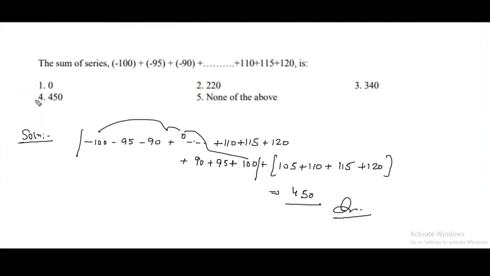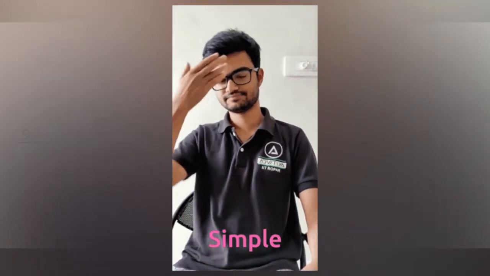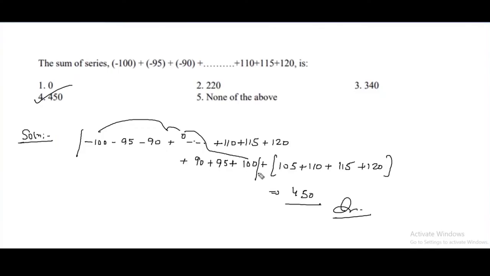That was a simple question. If it clicks, no need to find the sum because there are certain negative terms and certain positive terms. All the negative terms will be cancelled out with all the positive terms. Only these 4 terms will remain: 105, 110, 115, and 120. So what is the answer? Answer is 450. Clear?